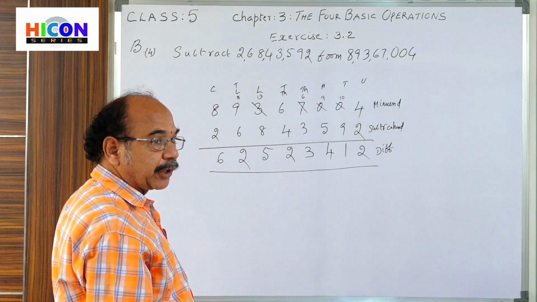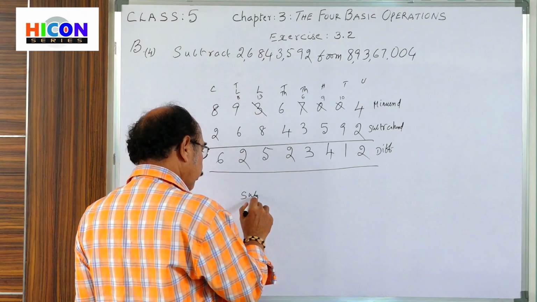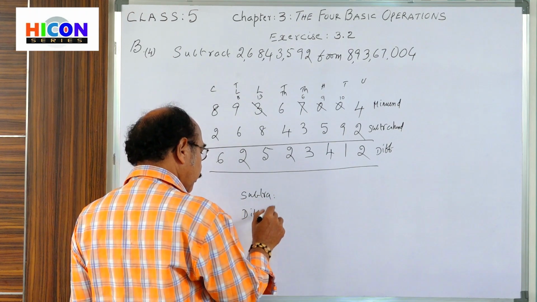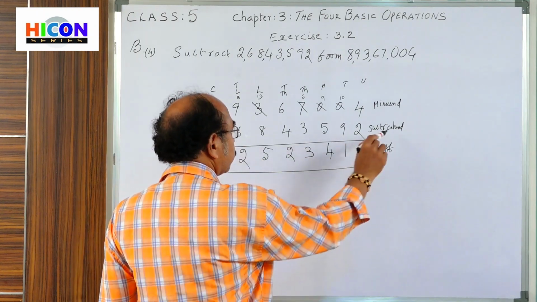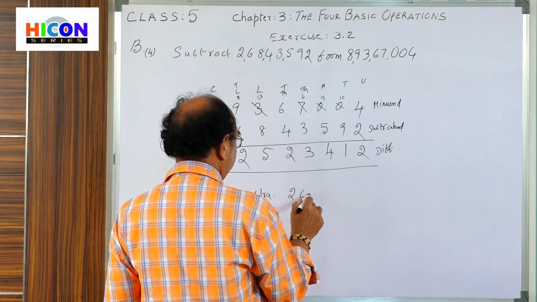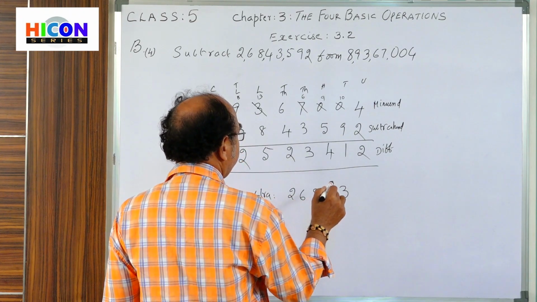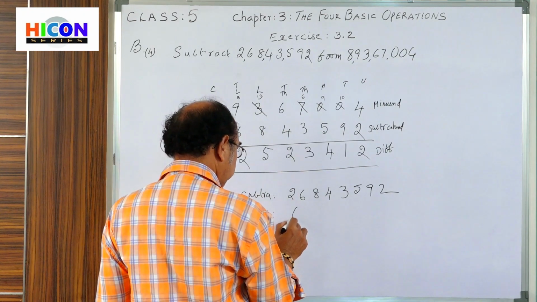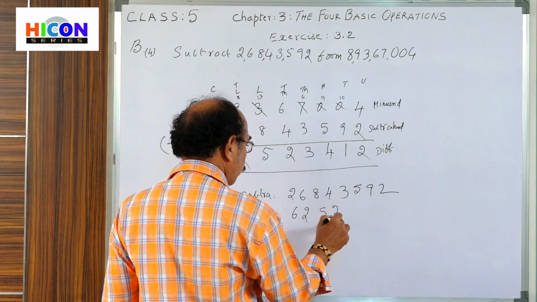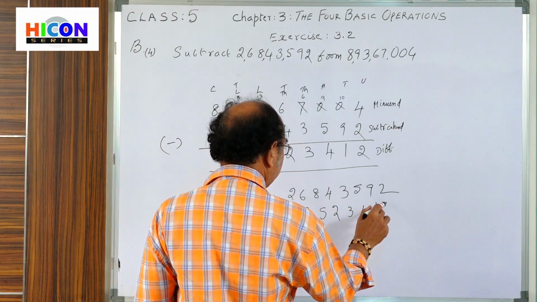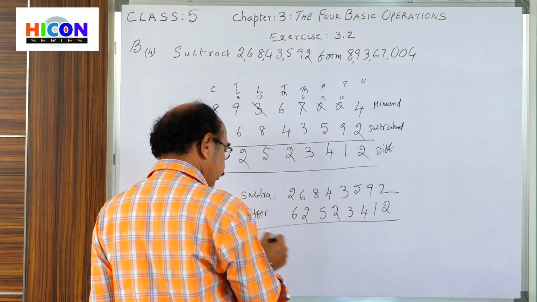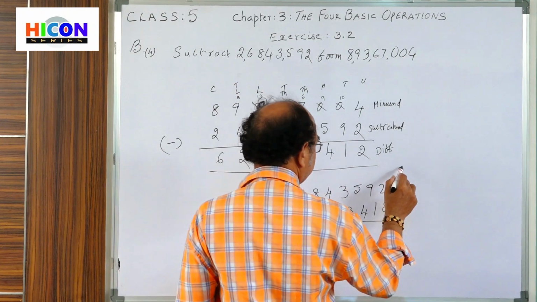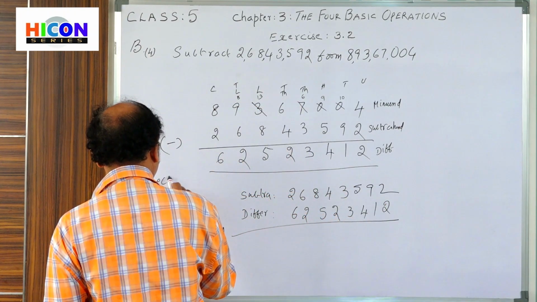And to check your answer, what I told, add the subtrahend and the difference. What is subtrahend here? This one, this is subtrahend, right here. Difference is right under the number. Difference is 6, 5, 2, 3, 4, 1. Now add. Okay, this is for checking. That's why here you write check.